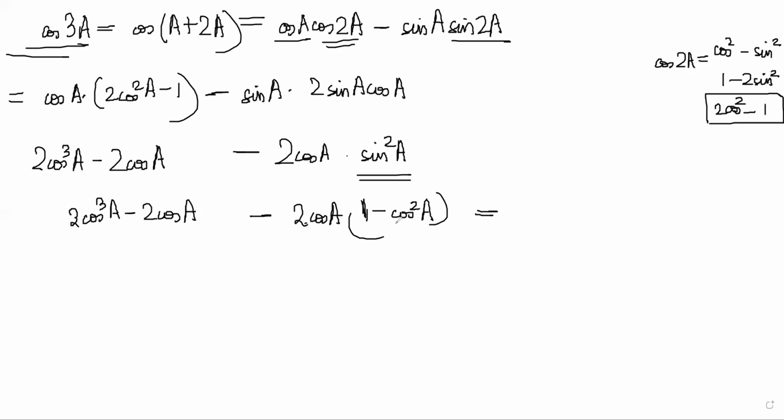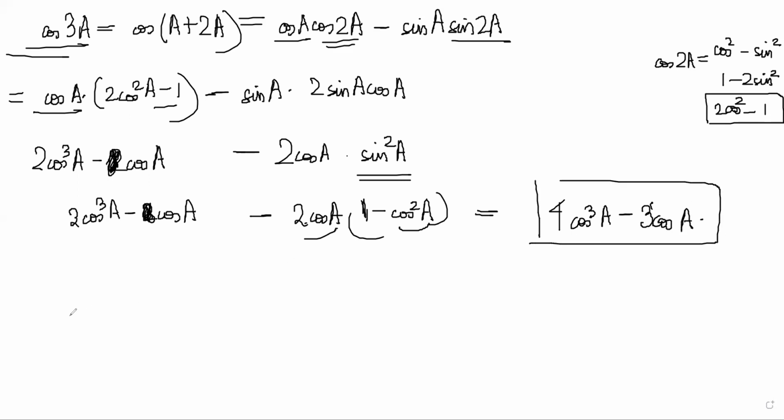So now see what happens. It becomes this 2 cos A and this minus cos square A multiplied and added here. So it becomes 4 cos cube A minus, oh, there is a mistake here. It is cos A only, not 2 cos A here, right? So it will be minus 3 cos A.